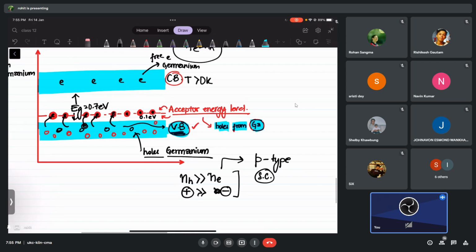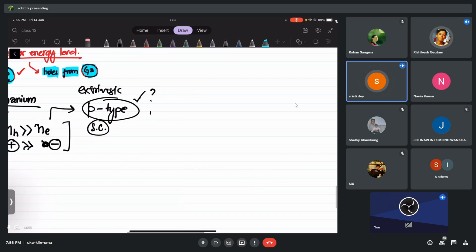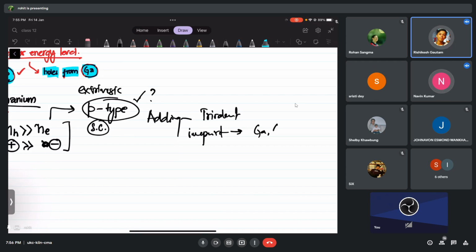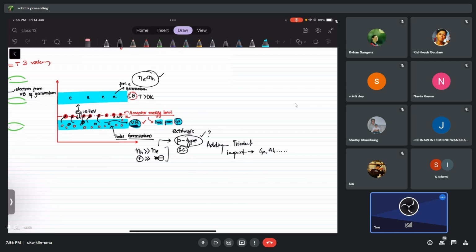What do you think? Is it intrinsic or extrinsic? Extrinsic. Okay. How did we form this P-type semiconductor, guys? Tell me, how did we form that? By adding, very good, by adding trivalent impurity atoms, like whom? Examples are important, huh? Gallium, aluminium. There should be more examples, okay? So I will talk about that, or you can check the notes, okay?